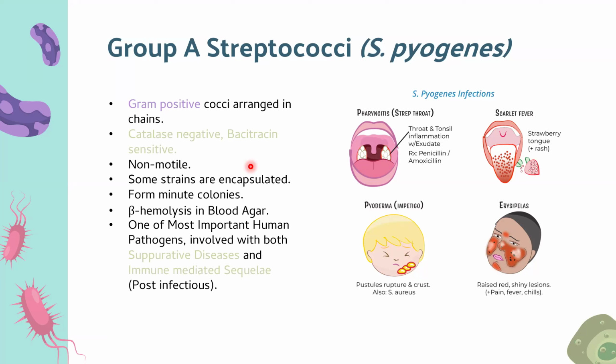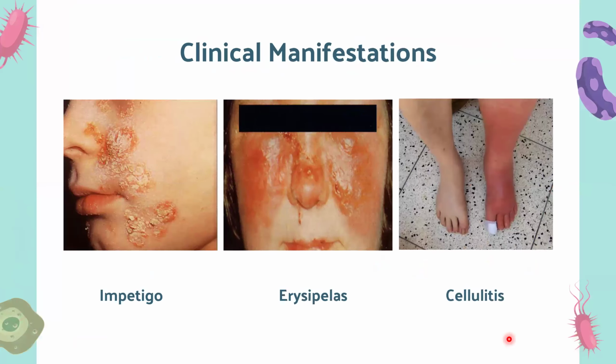Okay. And they are one of the most important human pathogens involved in suppurative diseases, systemic diseases, and immune-mediated sequelae. What do I mean by all of this? Let's take a look first at suppurative diseases. Suppurative means that essentially something is oozing, right? And producing pus. And that is exactly what I'm going to see in the clinical manifestations. Remember that honey color yellow crusted flakes that I told you guys about that have a red base? This is once again impetigo.